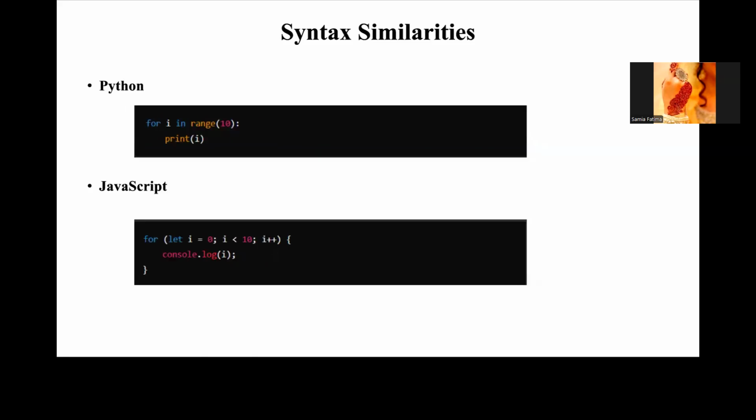Moving on to Python, it uses the range function in its for loop to achieve the same result. The syntax is a bit simpler, just call the print function. In JavaScript, the for loop syntax mirrors that of C, C++, and Java. Here console.log handles the output.